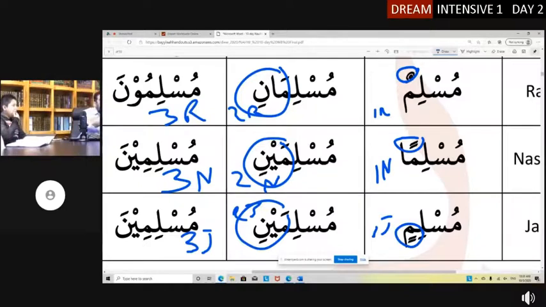Now if you see una at the end, that's three rafa. It's three or more. I said three, but it means three or more. So Muslimuna means at least three Muslims, but it could be many Muslims. But in Arabic, una means it definitely can't be two. It's got to be three or more. Muslimina, what could it mean? Three or more nasab. And Muslimina will be three or more jar.